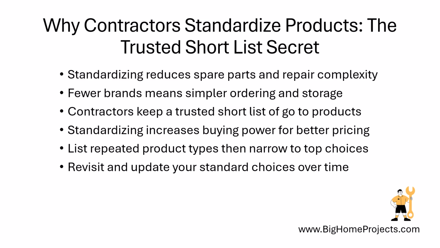When you standardize, you also gain buying power, since ordering in bulk from fewer suppliers often gets you a better price than buying small quantities from many different places. Start by listing every product type you buy repeatedly, then narrow each category down to your top 1 or 2 choices based on quality, price, and availability. Once you settle on those choices, stick with them for future projects unless something changes, like the product being discontinued or a better option becoming available.